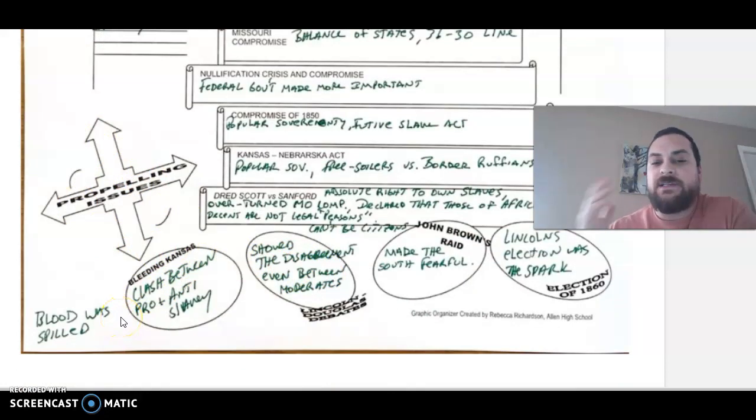Bleeding Kansas is a huge one. It shows that there are actual physical clashes between pro and anti-slavery advocates. Blood is actually spilled. People are actually killed over the issue of slavery.